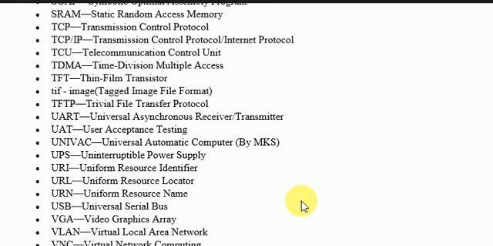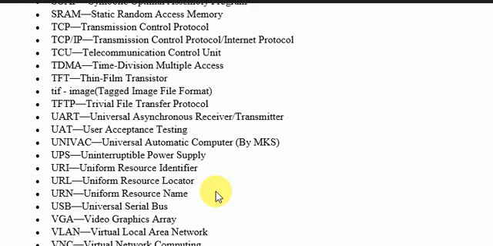Then URI, uniform resource identifier. URL, uniform resource locator. These both terms are very important. Many times questions are asked on these two terms, mostly URL. An option may say uniform resource link, so that is not a link, it's a locator. Remember this point, this is very important. Many students are always confused. URL stands for locator, it's not a link.